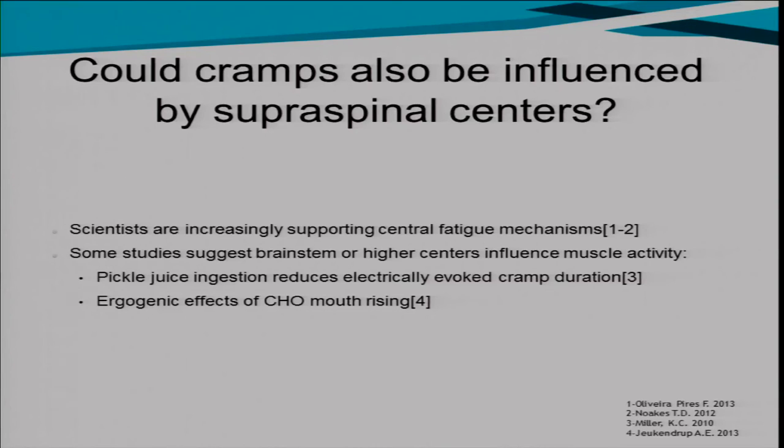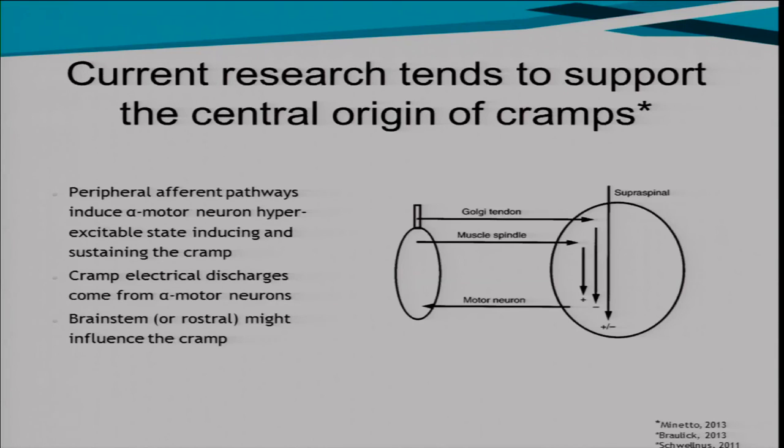So it has an immediate effect, long before it is absorbed. Also, we know that just by mouth rinsing carbohydrates, that has ergogenic effects long before they get to the blood. So is there some mechanism in the brainstem or in the brain? We don't know. This is in accordance with the central governance theory, which has started to be talked about again. So current research tends to support the central origin of cramps.